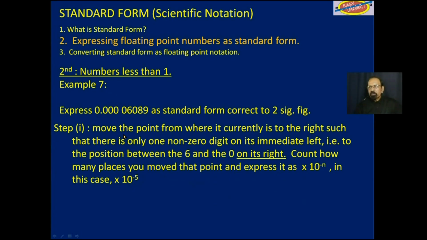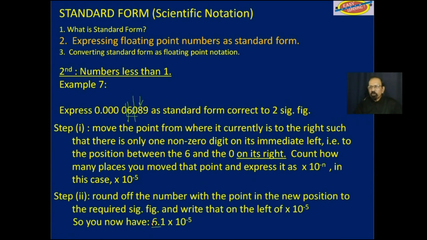So the point is between that 6 and that 0, two significant figures. This is 1. That's the next one. You look at this one, it is 8. So you know what to do with that by now. And that becomes 6.1 exponent negative 5. 6.1 times 10 to the negative 5.